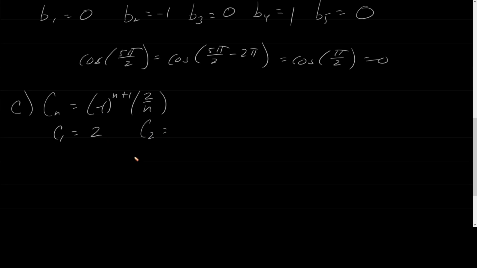Plug in c sub 2. 2 plus 1 is 3. Negative 1 to the third is negative 1, so I end up with negative. Plug in 2 over here. 2 over 2 is 1, so negative 1.